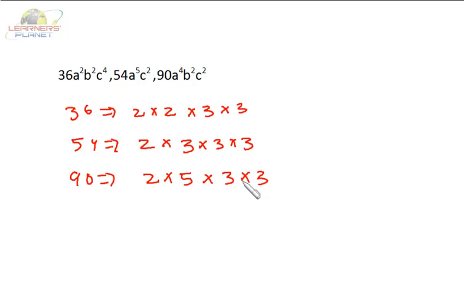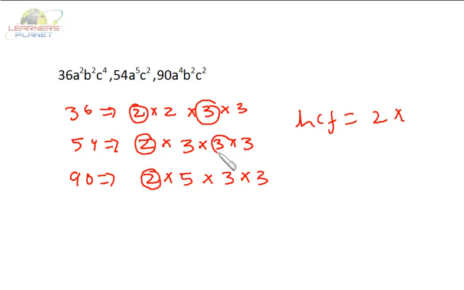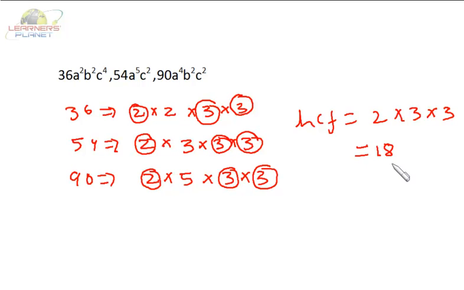Now what is common? First of all, we see 2. So HCF will be 2 into, then we see 3. Then we see 1 more 3 as common. That means 3 into 3, 9. 9 twos are 18. HCF of numbers will be 18.